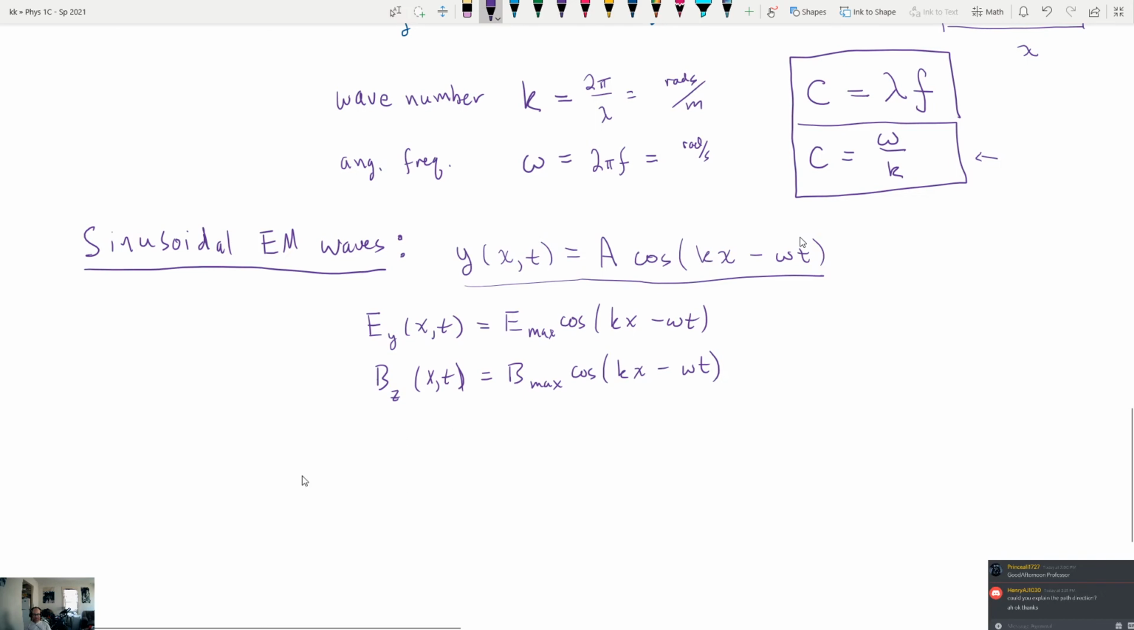And these are going to be our electric and magnetic fields. But we know that electric fields are vectors, so we can write this as a vector equation like this: E is j hat multiplied by E max cosine of kx minus omega t, and B is equal to, since this is pointing in the z direction, positive k hat, B max cosine of kx minus omega t.